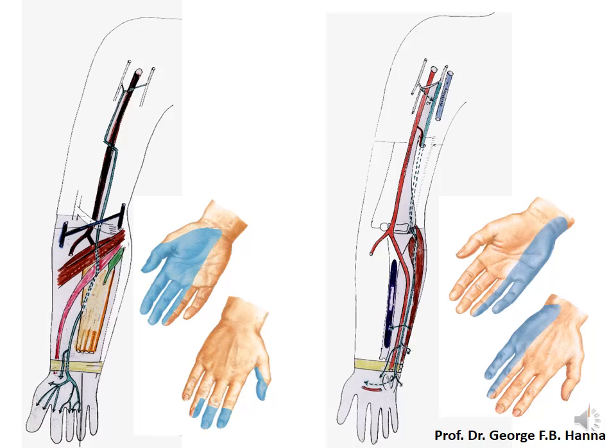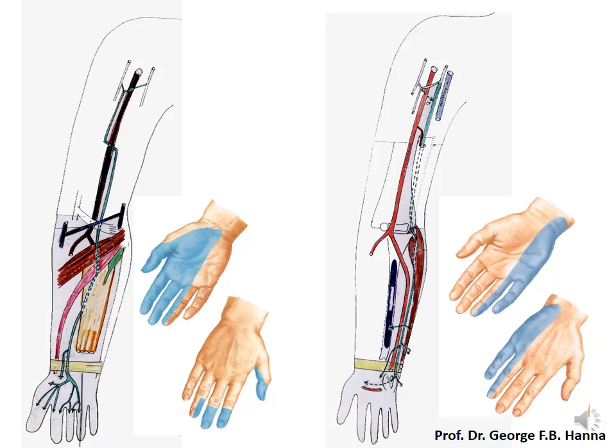Right. Let us see how they enter the hand or palm. Median nerve is deep to flexor retinaculum, ulnar nerve superficial to flexor retinaculum. In the hand, both divide into two divisions. Median nerve into lateral and medial divisions, ulnar nerve into superficial and deep divisions.